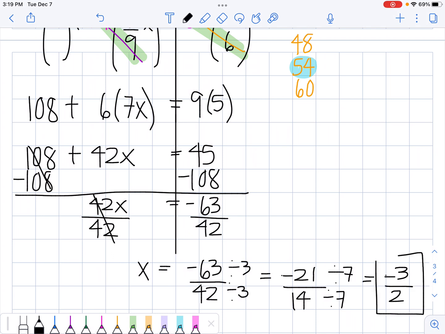Again, this would be my final answer, left in fraction form, because my initial problem was given to me as fractions. So remember, the key to this is you want to find your LCD and multiply the entire equation by that, and that will clear out your fractions and leave you only with whole numbers in order to solve.